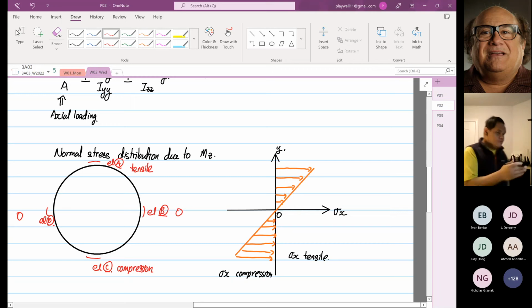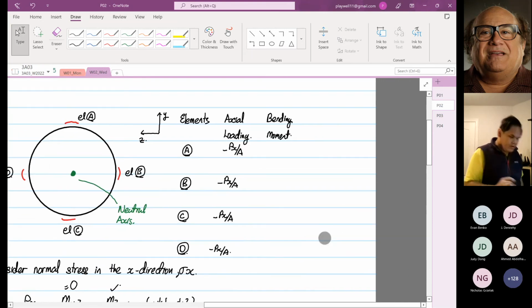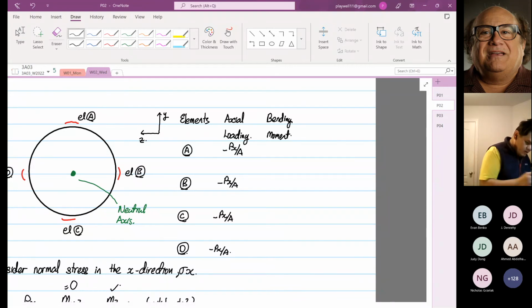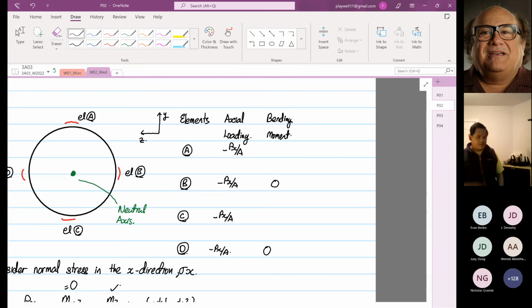Okay, so you have to go into detail on the distribution. Now from here, you go back to your table, right? Going back to your table, we realize that the moment in element B due to bending moment is equal to 0, and element D is equal to 0. And this is because it is on its neutral axis.